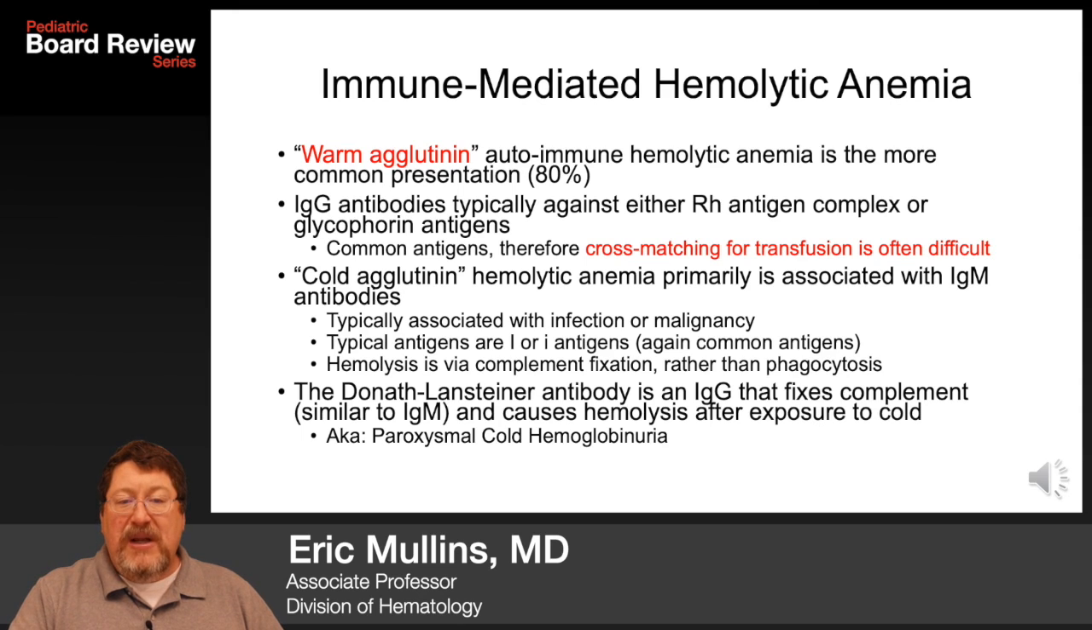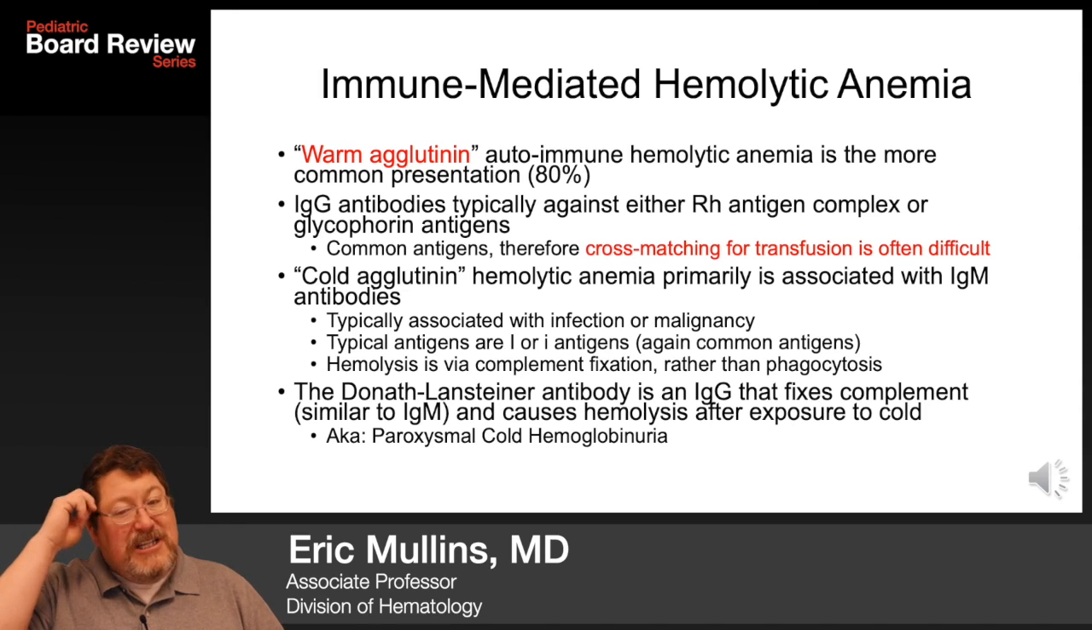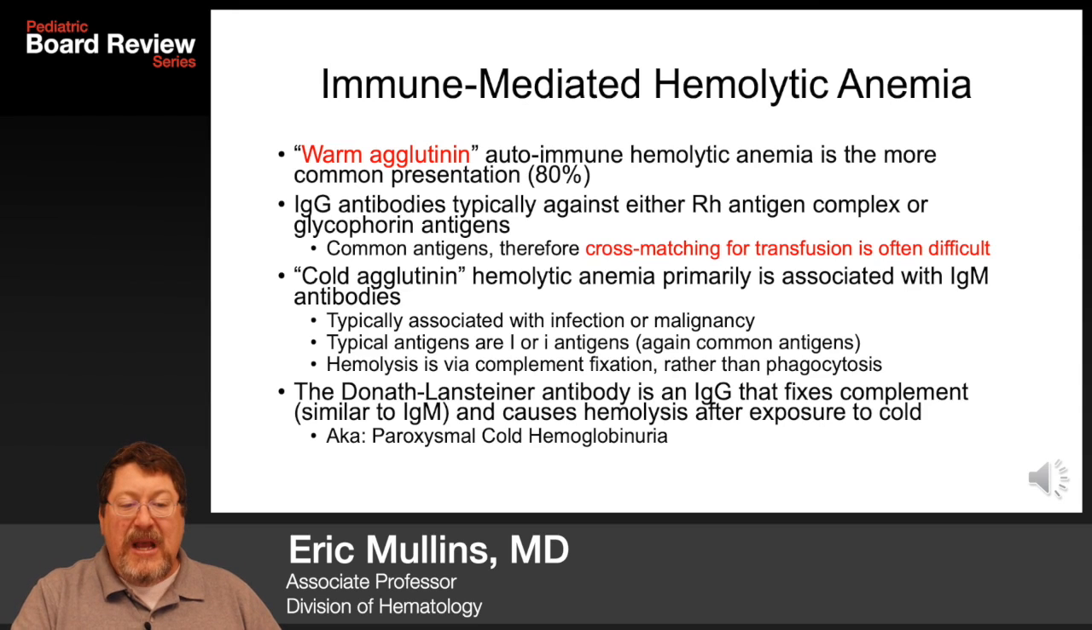The other form of autoimmune hemolytic anemia is cold agglutinin, which is primarily with IgM antibodies. These are most common with infection or malignancy, and the most common situation with infection is Mycoplasma pneumonia. These IgM antibodies bind the red cell and fix complement rather than inducing direct phagocytosis of the red cell. And so sometimes on the Coombs test or the DAT, you'll see complement positive, which is your hint that it's a cold agglutinin disease. There is one IgG that paradoxically causes cold agglutination rather than warm agglutination, and that is the Donath-Landsteiner antibody. Essentially all you need to know is that's also known as paroxysmal cold hemoglobinuria.